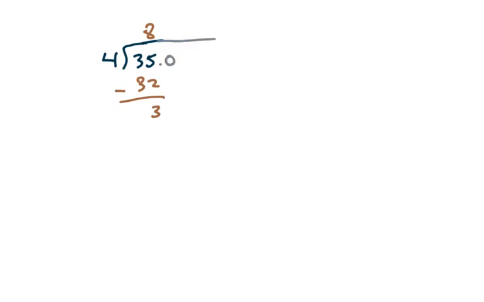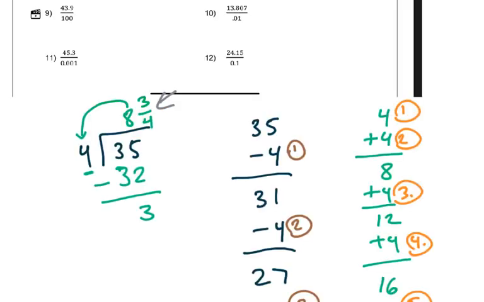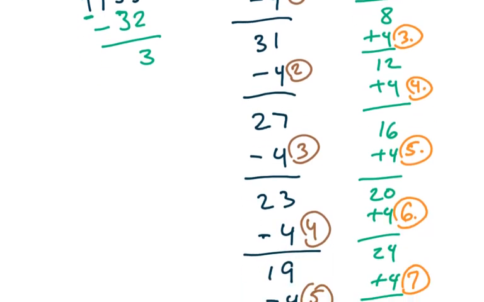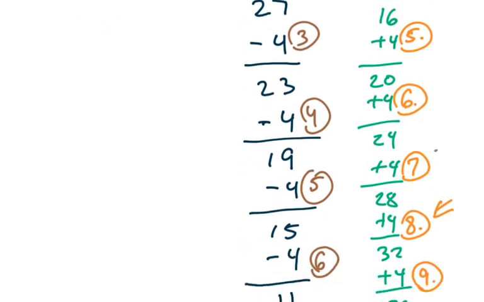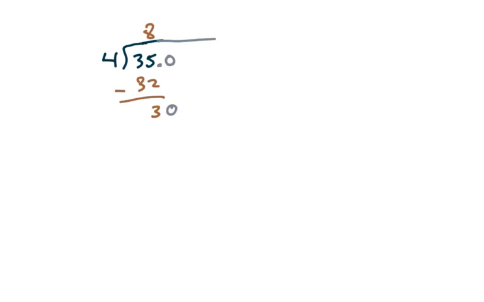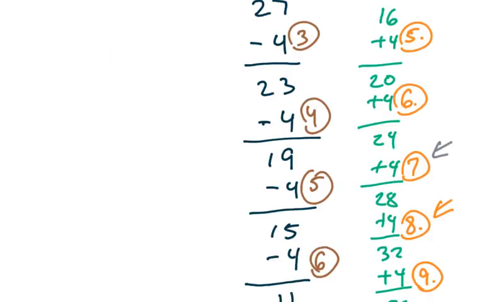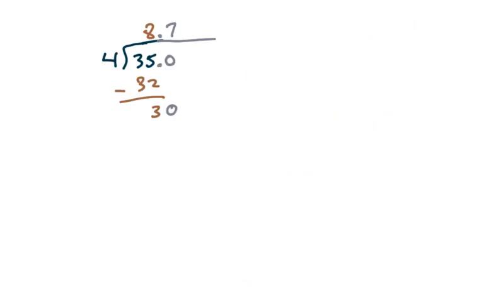I can tack on a 0 here, go 0.0, bring this 0 down and repeat the process to see how many times 4 goes into 30. The reason I like to list is that you have it right here. You see it goes in 7 times because at 8 we're at 32. If you didn't have your multiplication tables memorized, by listing you can very easily see it goes in 7 times. 7 times 4 is 28, and it's right here. That's the other benefit: you're basically writing out your multiplication tables.